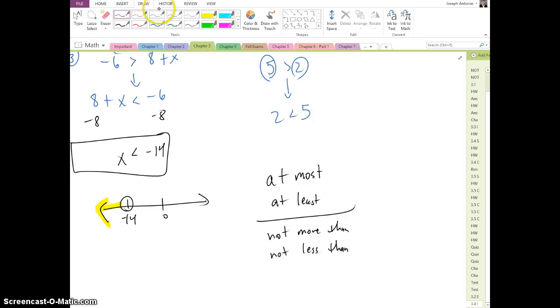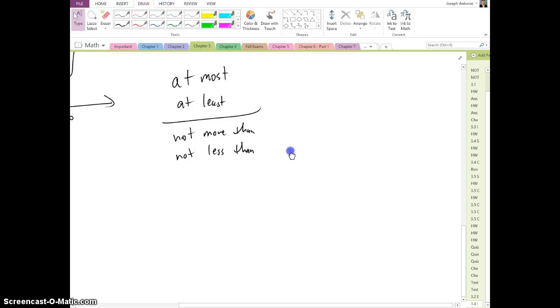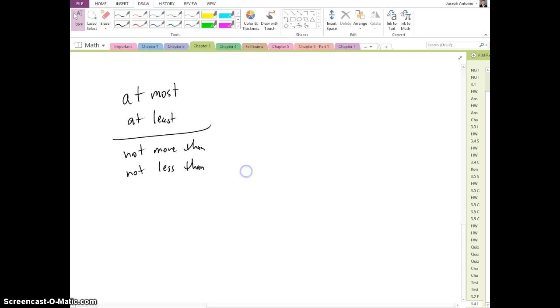The analogy I always give to students is this. At most you could make a 100 on your test. At most, that's the top, it's the maximum. It means less than or equal. You could make 100, but you can make less. At least, if I told students you need to at least do 10 homework problems, well, you could do 10, so it could be equal to 10, or it could be greater than 10. So at least means greater than or equal to.